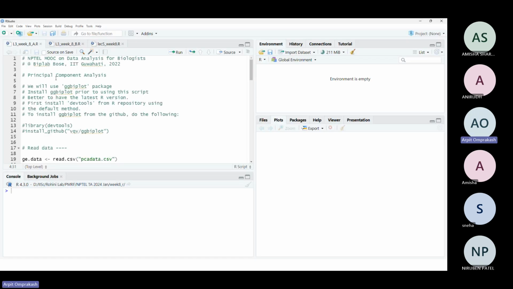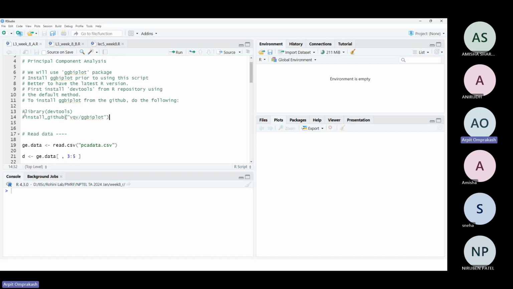Okay. So we'll move on to how to use PCA in R. We will be using a package called ggbiplot. You have to install this before running the script. You can load the library devtools and then use the command install_github and give this address. It will download the package for you. When you're running this code, first uncomment these lines and run them. After that, run the rest of the code.